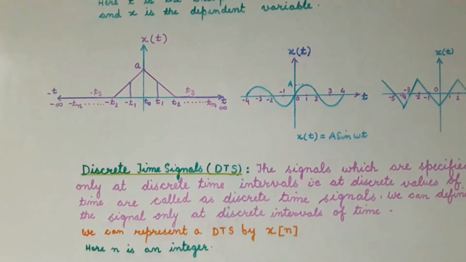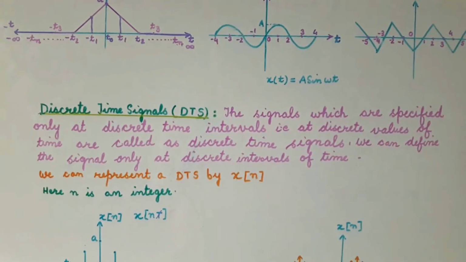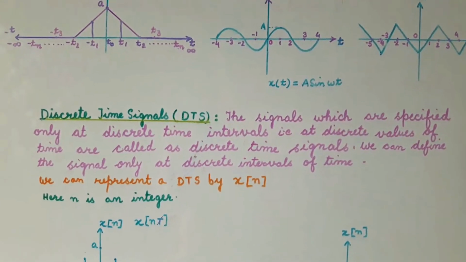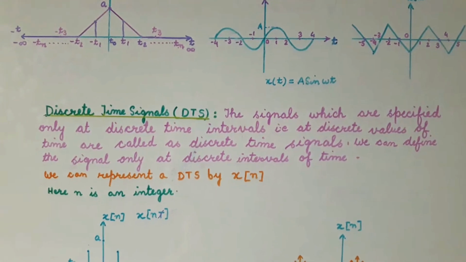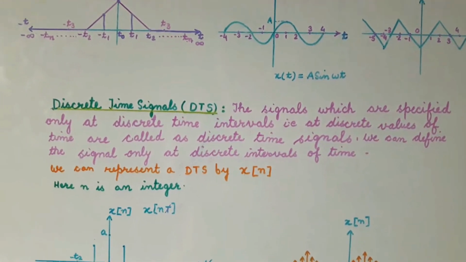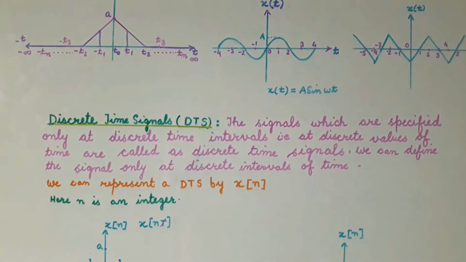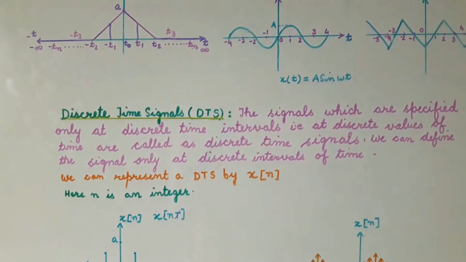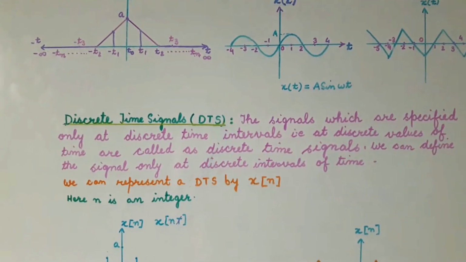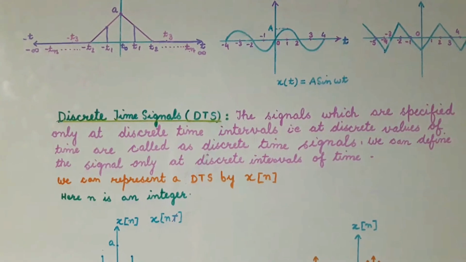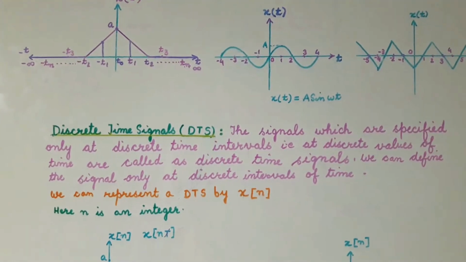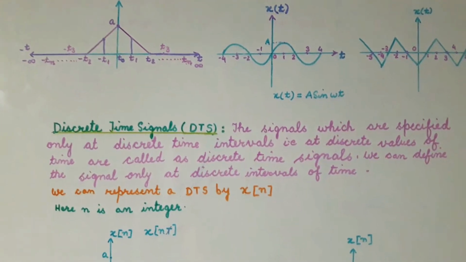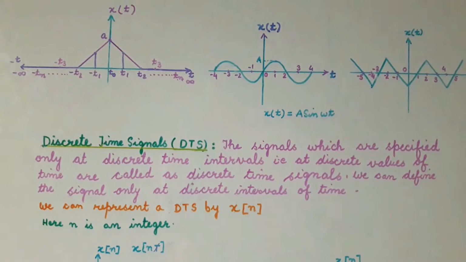Now let us come to the discrete time signals. The discrete time signals are the signals which are specified only at discrete time intervals, or we can say that they are specified only at discrete values of time. We can define these signals only at discrete intervals of time. So we cannot find the value of these signals at every interval of time, and in short we write the discrete time signals as DTS.